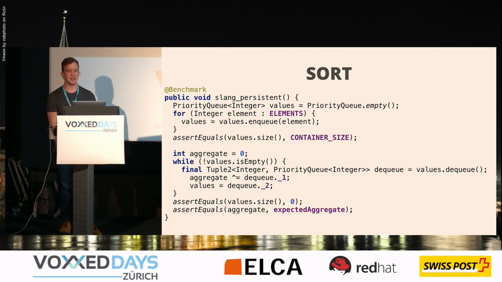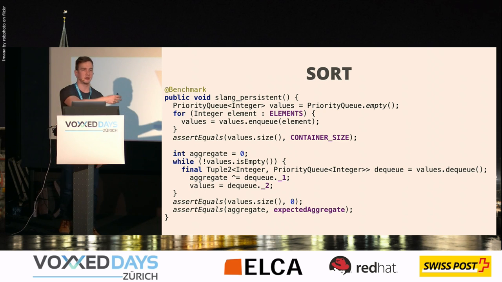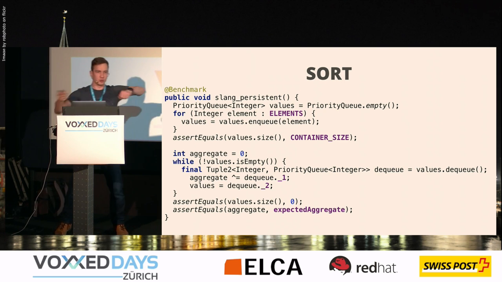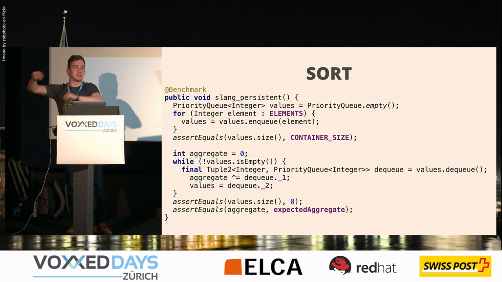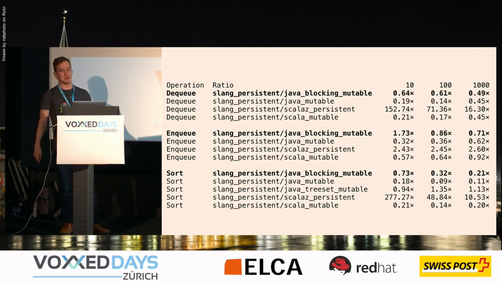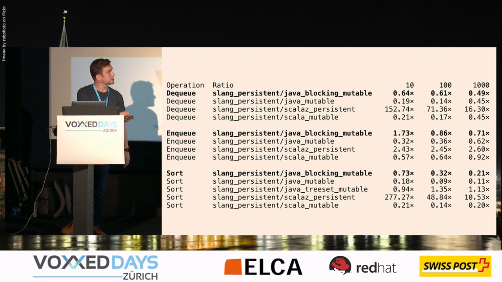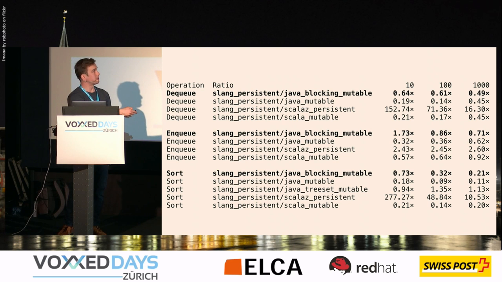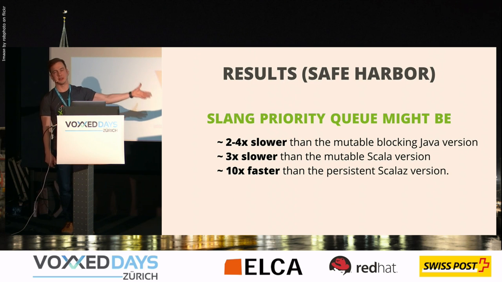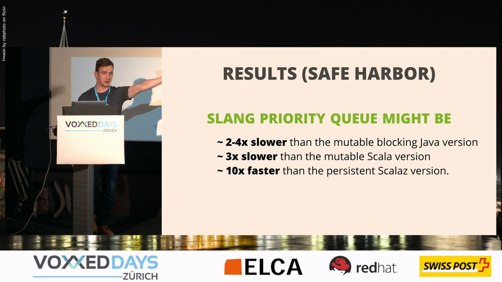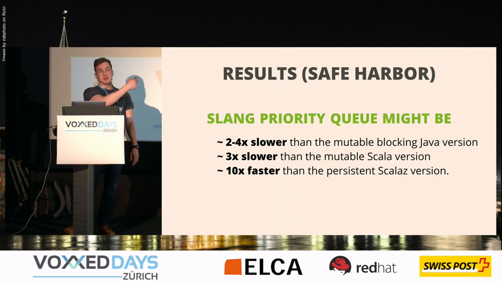They also have more complicated data structure benchmarks, like sorting data with the priority queue. Basically, you fill it with numbers, and then you take the numbers out. And since it's a priority queue, they will come out in order. When you run it, you will get a result something like this. There will be the report that says the ratio between the implementations of, say, Javaslang persistent collections and Java mutable collections or blocking collections. And the results are, and here I don't want to point fingers or say this is a good result or a bad result or this is the way it is. So the safe harbor statement applies here.